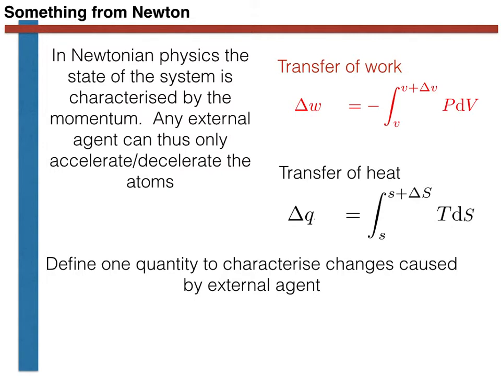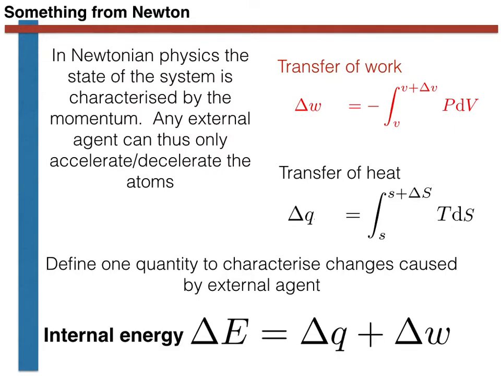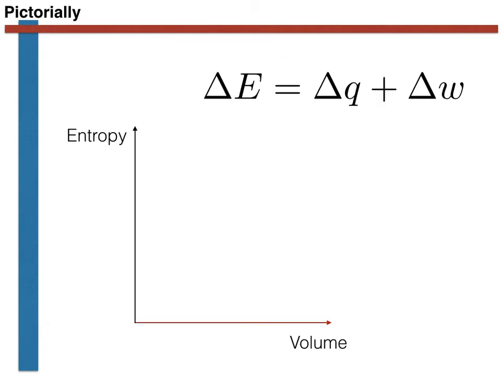With this objective in mind, we introduce the concept of internal energy, and we write the change in internal energy, delta E, as the sum of the heat introduced, delta Q, and the work done on the system, delta W. Thinking about the isochoric and adiabatic transitions discussed earlier, we can come to some realizations about the changes in internal energy that accompany various types of transition.